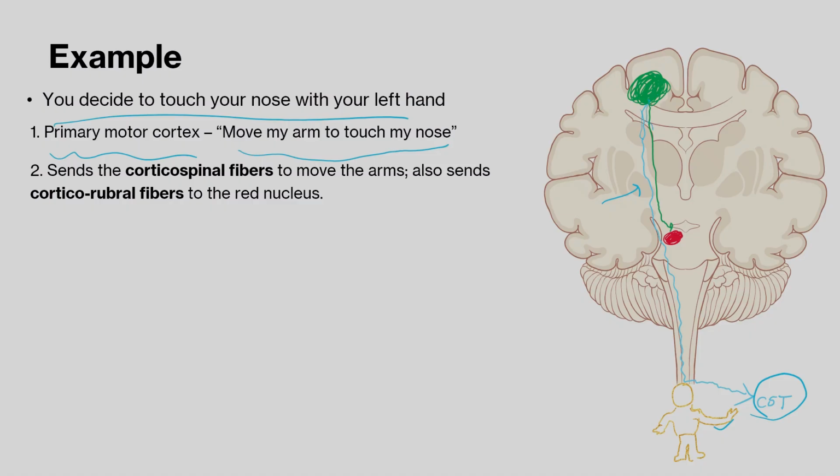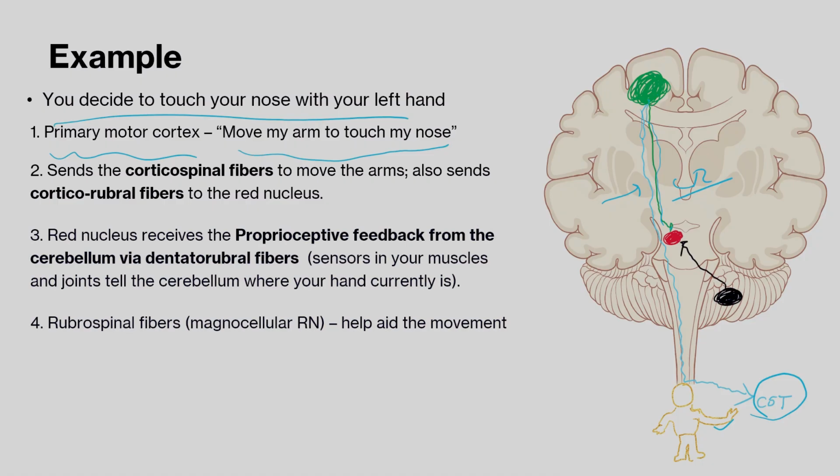Whereas at the same time, the primary motor cortex also sends the signal to the red nucleus via the corticorubral fibers to fine-tune the movement. At the same time, the red nucleus also receives the proprioceptive feedback from the cerebellum via the dentatothalamic fibers. As I said, there are two inputs to the red nucleus. One is the corticorubral fibers and the other is the dentatothalamic fibers. So the dentatothalamic fibers tell the red nucleus where the hand currently is, and in what direction it should move in order to touch the nose.